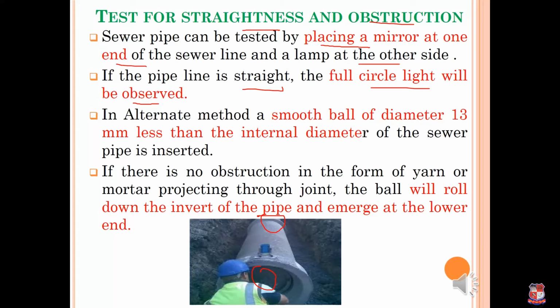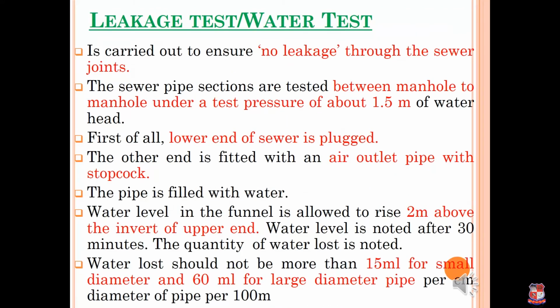In an alternate method, you can pass a smooth ball of diameter 13 mm less than the internal diameter of the sewer. Then, if there is no obstruction in the form of yarn or mortar projecting through the joint, this ball will roll down the invert of the pipe and emerge at the lower end. If you pass the ball, without any obstruction it may reach the second end. That way you can check the straightness, and if any obstruction is there, then you have to clear that obstruction. Next is the leakage test or water test.